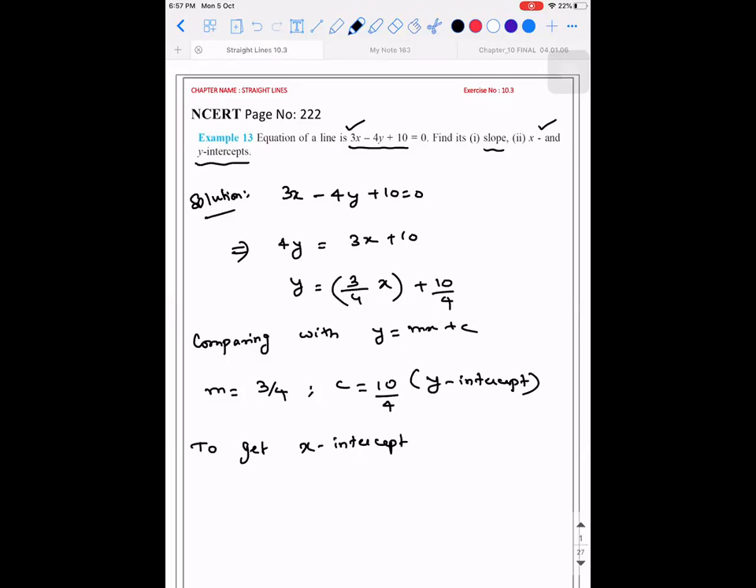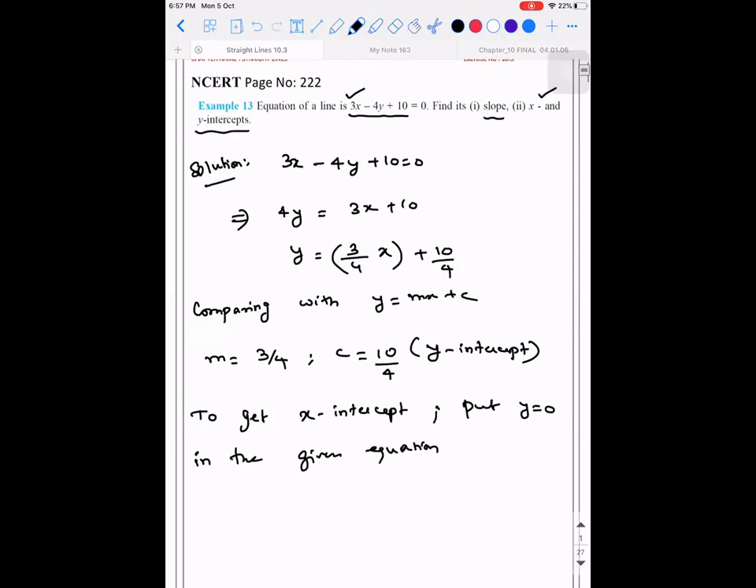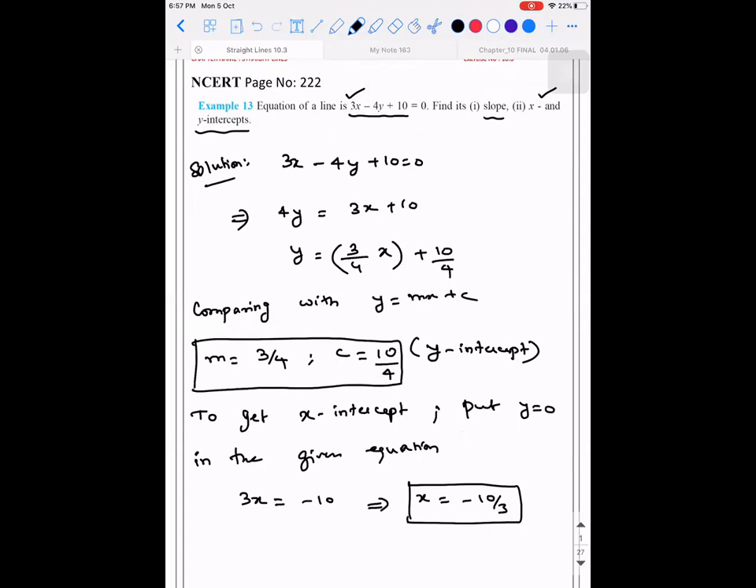To get the x-intercept, put y is equal to 0 in the given equation. So when you put y is equal to 0 in the given equation, you get 3x is equal to minus 10, which implies x is equal to minus 10. So this is the x-intercept. And you got y-intercept and slope also. I hope it's clear.